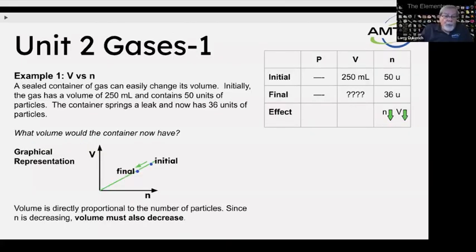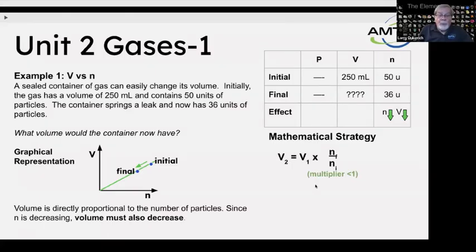Consider this example from Unit 2, where we examined the PVTN behavior of gases. You may already use the table shown at upper right, but the graph provides a cue that volume is directly proportional to the number of particles. Since the number of particles decreases, the volume must decrease by the same ratio.